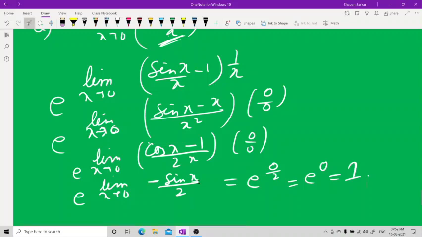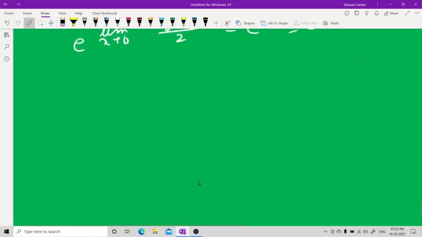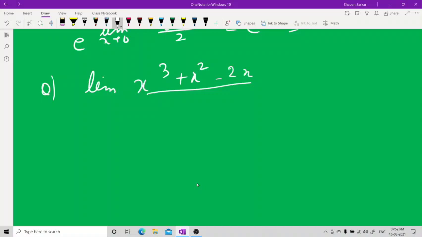Now see one thing. Let us do one more question like this, something little better. Very simple. Question: limit x cube plus x square minus 2x upon x square plus x. You can do it by taking factors, the way I did in the chapter of limit. Also you can do it with L'Hopital rule, 0 by 0 form. This is the question.